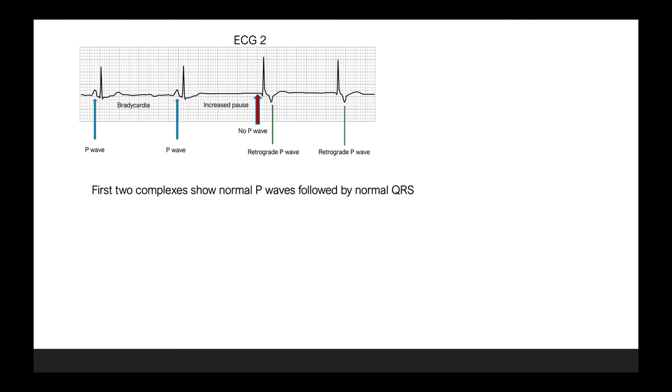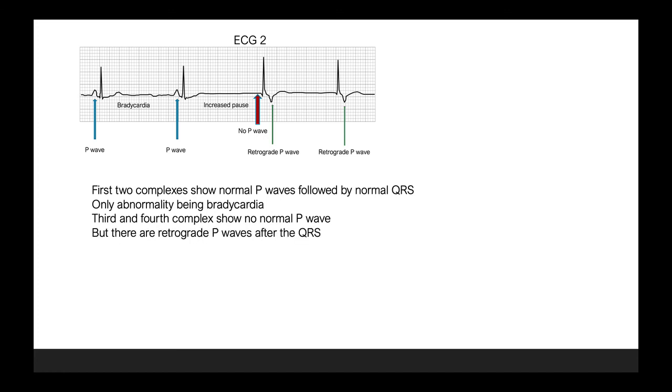So the first two complexes show normal P waves followed by normal QRS complex. The only abnormality seen there is bradycardia. But the third and fourth complexes show no normal P wave, but there are retrograde P waves after the QRS. So this is sinus bradycardia, that is the first two complexes, with junctional escape rhythm, that is complex number 3 and 4. I hope you have gained some confidence in the approach to bradycardia in an ECG. I hope you'll be able to identify the different types of heart block in an ECG and be able to differentiate it from sinus bradycardia.